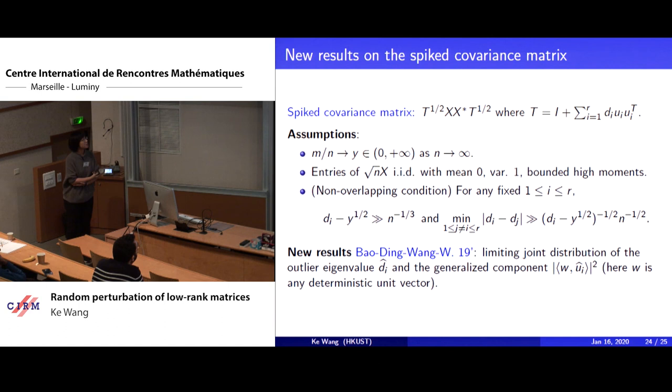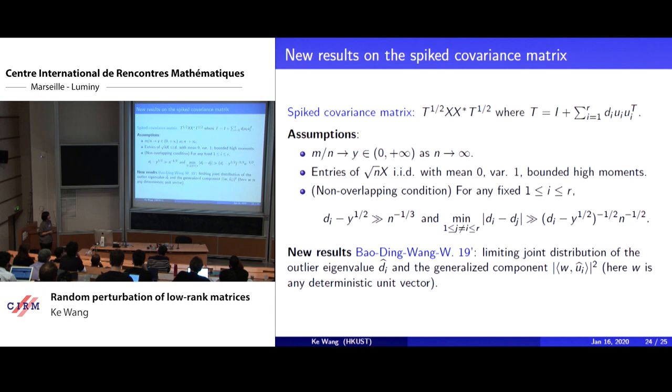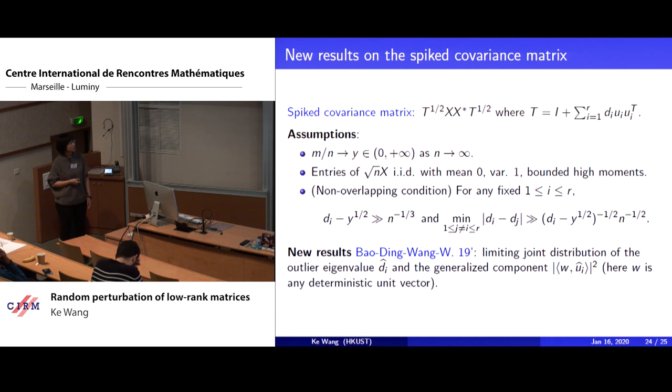I also want to mention that recently, following a similar idea, we proved some results in the spiked covariance matrix model. The assumptions are quite similar. For the signal matrix T, we relax the supercritical condition to the so-called non-overlapping condition. We assume that d_i in the eigenvalue decomposition of T is bigger than the critical value y^{1/2} plus some term n^{-1/3}, and also that d_i is separated from the other eigenvalues by more than this term. These two conditions are the optimal we can expect from the fluctuation of the extreme eigenvalues.